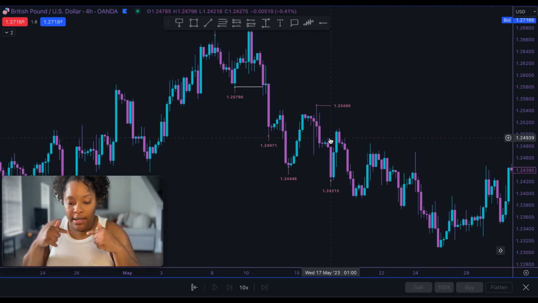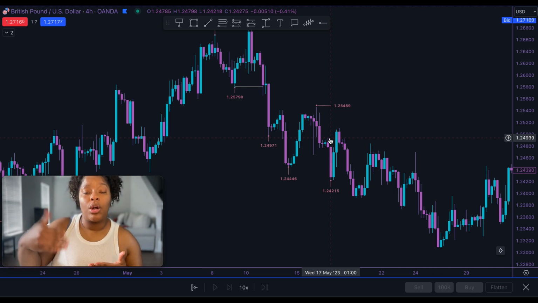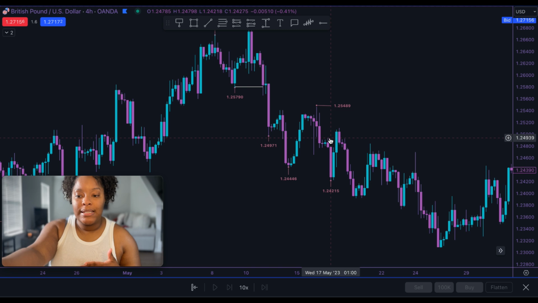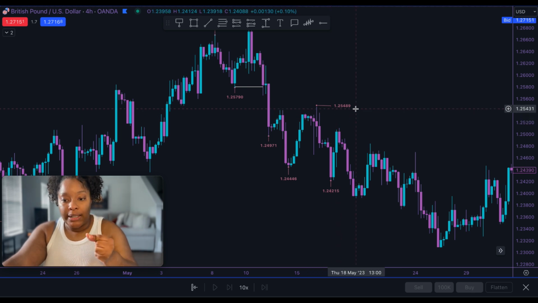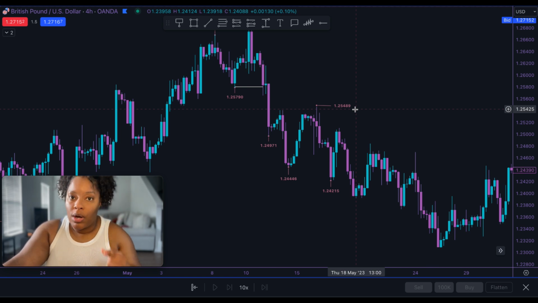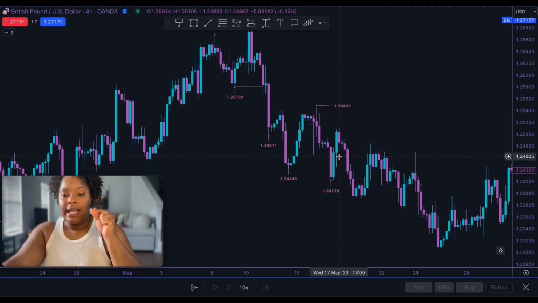So trade what you speak. Price is going down. Sellers are in the market. You are going to join in as a seller. You're going to maximize this downtrend. So the question is, can price stay below $1.25489? And it did. It created a new low.